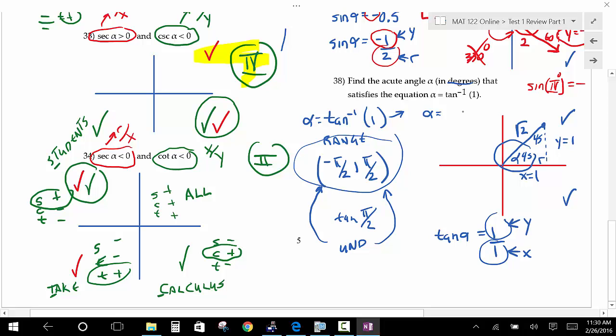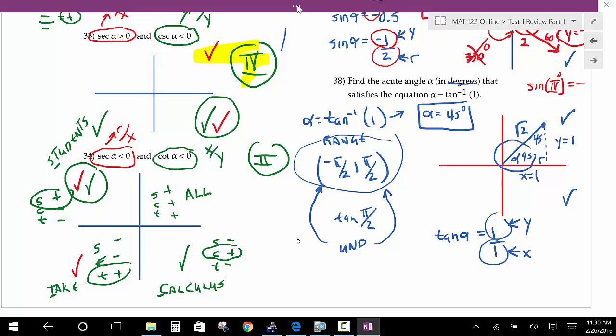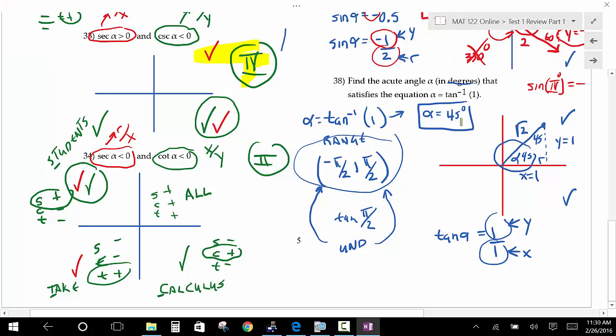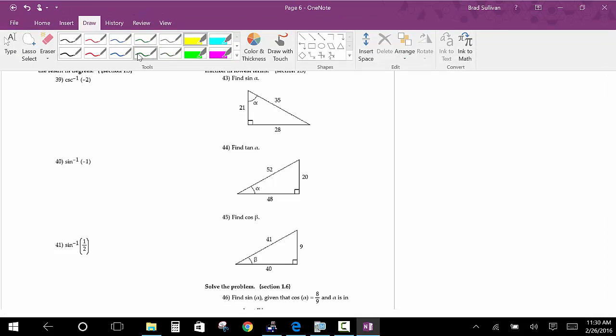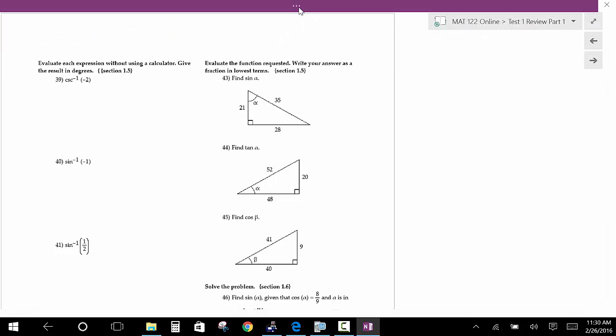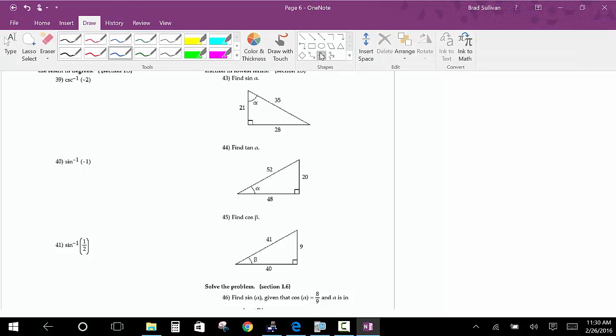It says find the answer in degrees, so that would be 45 degrees. That's your answer. Those problems tend to challenge students a little bit. There's a lot of thinking involved in that. But you've got to pay attention to the range your answers come from, and that's really important. Okay, moving on to a few other problems of this sort to get us finished up here.